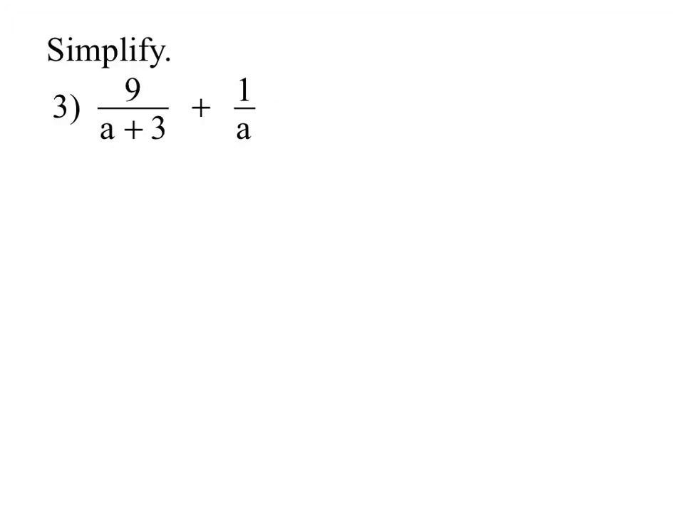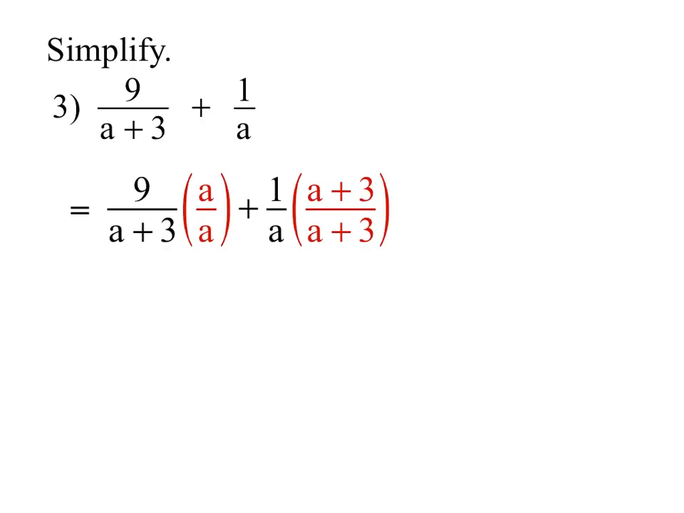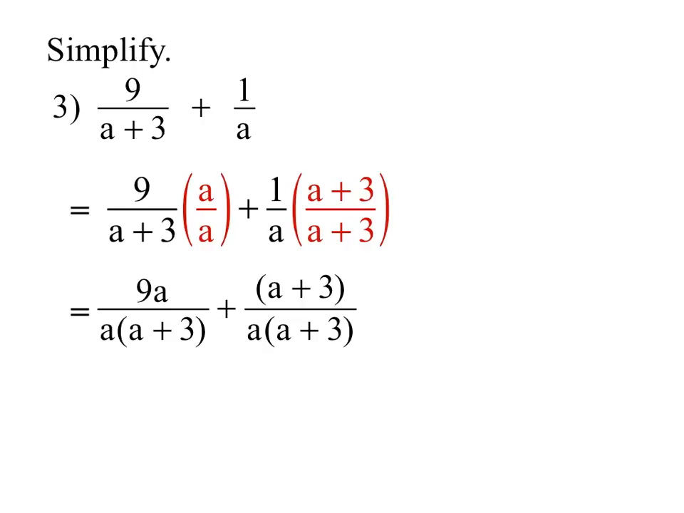So the least common denominator would be a times the quantity of a plus 3. So of course, if I need to add the a to my first fraction, I have to do it on the numerator and denominator. I'm going to multiply it by a over a. And I'm multiplying the second fraction by a plus 3 over a plus 3. Now we've got 9a plus a plus 3 all over a times the quantity of a plus 3.